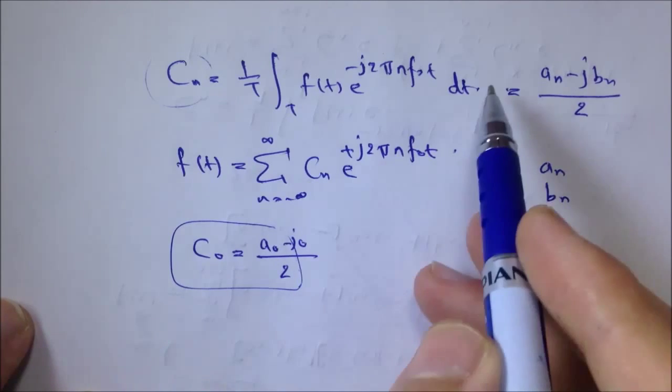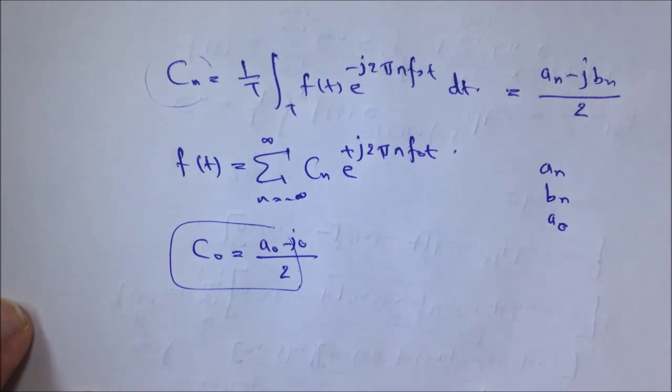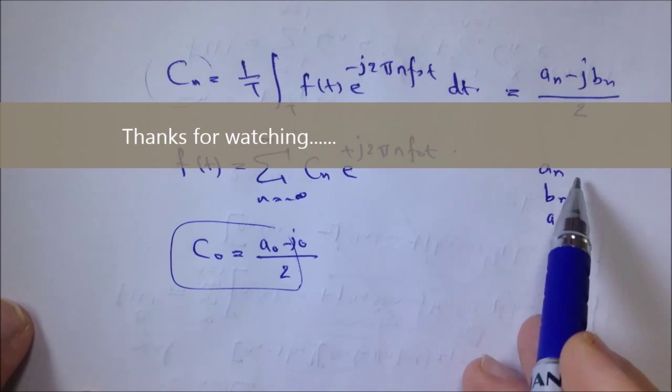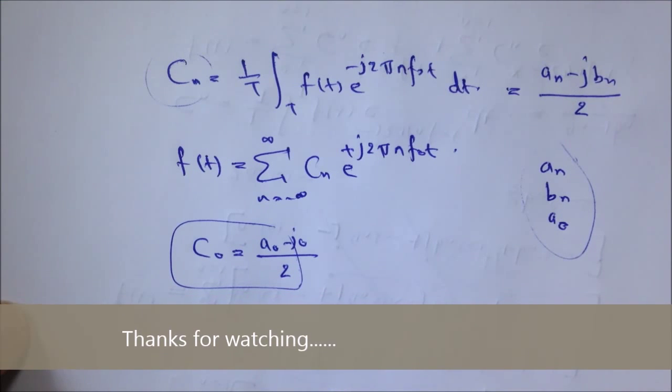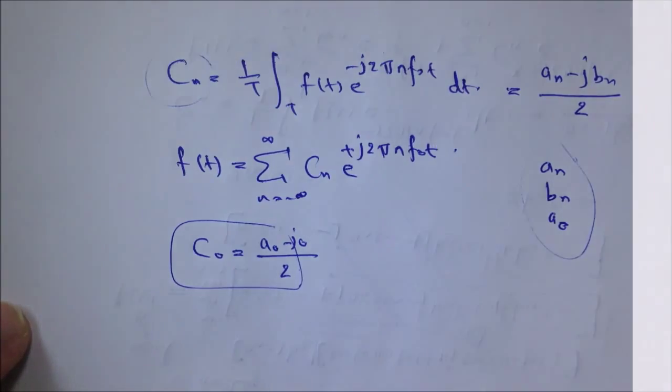So the complex form is very smart, it's very useful, it compensates three integrals, and it also presents a very good introduction into the Fourier transform.